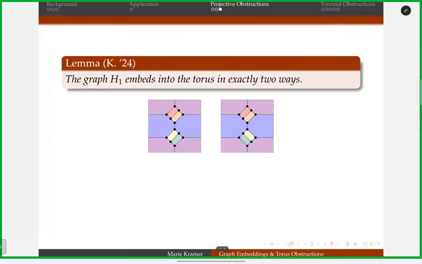Okay, that was nice and easy. It would be great if the other stuff was as nice and easy, but now I know how it goes. So I'll give a short overview of how we determined that H1 embeds in exactly two ways into the torus, and for the remaining graphs we used similar ideas. These are the two embeddings of H1 into the torus. They look very, very similar. The only difference is that this portion here looks like it's just flipped, but everything else looks the same.